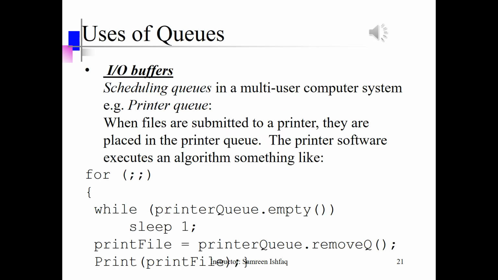Now let's see the uses of queue. The most common example is I/O buffers, scheduling queues in a multi-user computer system. Example, a printer or a printer queue. When files are submitted to a printer, they are placed in the printer queue, and the printer software executes an algorithm something like this. We know that queue is first come first served. So when you submit a file to a printer, it is printed out in first come first served manner. So this is an infinite loop. If your queue is empty, printer goes to sleep. If not, it removes the front element from the queue and prints a file.